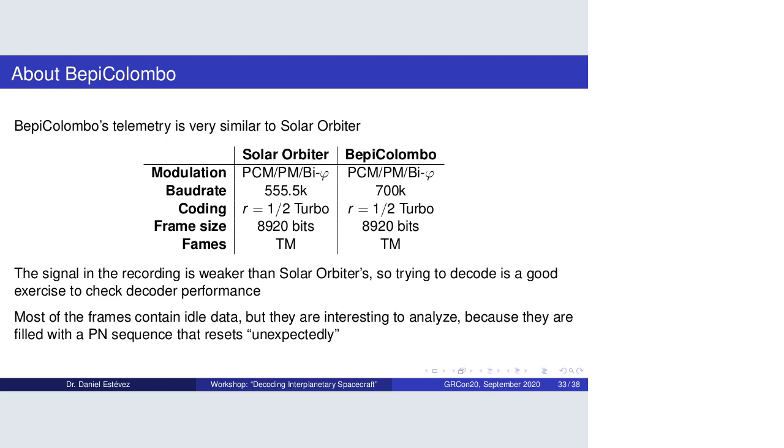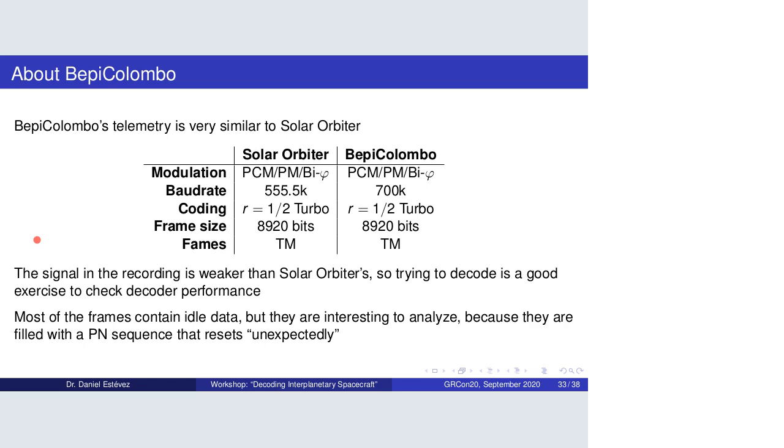So about Bepi Colombo, there were 2 recordings supplied with the workshop material. We've only worked so far with Solar Orbiter. Bepi Colombo is very similar to Solar Orbiter. Here you have the parameters for both spacecraft, and the only difference is the baud rate. Both use Manchester coding, the same frame size, turbo frames, rate 1/2, the same TM protocol, etc.